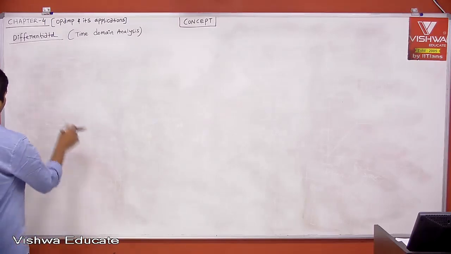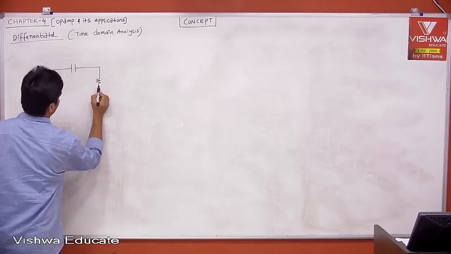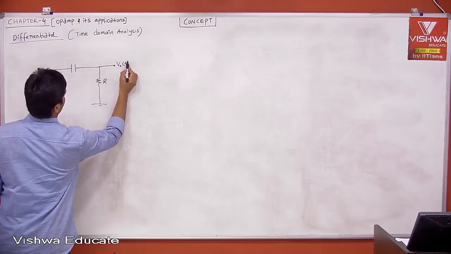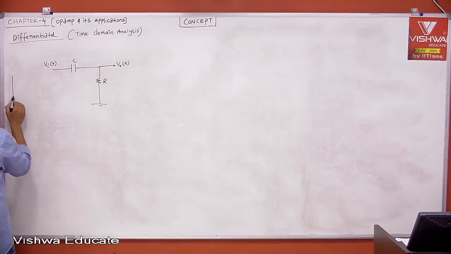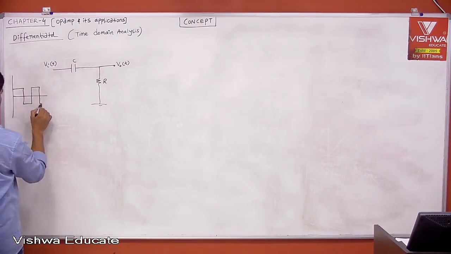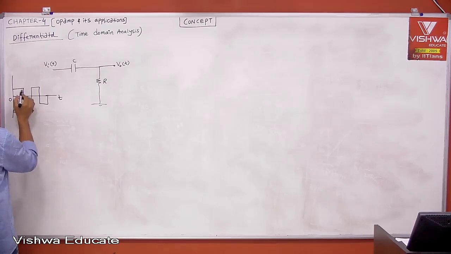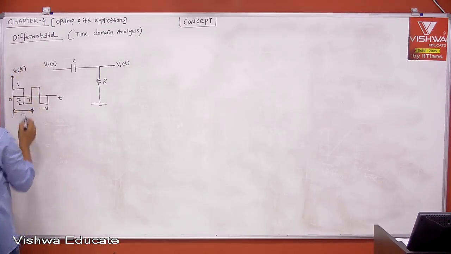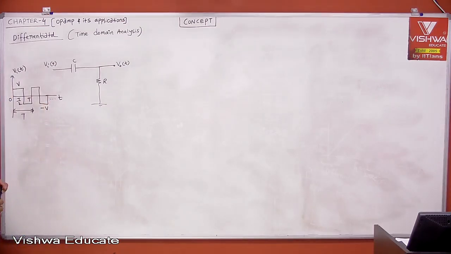Now if you consider this is V naught of t, V of t. Let us give a square wave as input. This is 0 to T. This is 0, this is T by 2, this is T. This is plus V, minus V. This is V of t. Let us say this is the input. Now let's see what is the output for this.